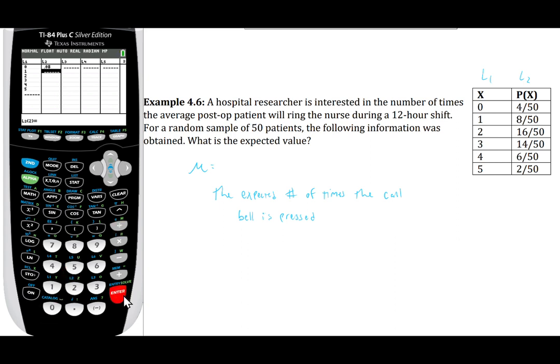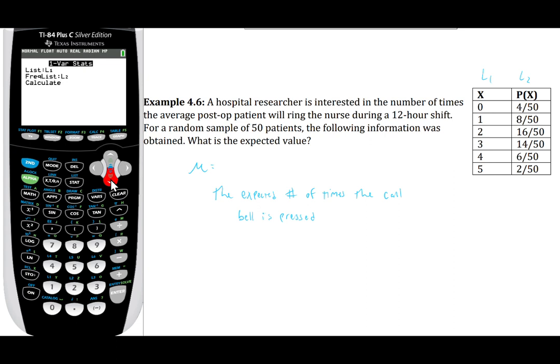We're going to type the probabilities into L2. Again, fractions just get typed in with division, and the calculator will automatically convert these to decimals. So 14 divided by 50, and then 6 divided by 50, and then 2 divided by 50. All right, so now we have L1 and L2 entered into our calculator. Stat, go to calc. Again, we are only dealing with one variable, the number of times the call bell is pressed. Our values are in L1. Our frequency list is L2. We're going to go down and press calculate.